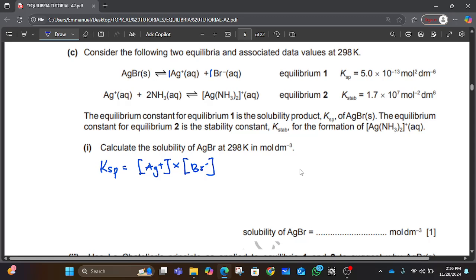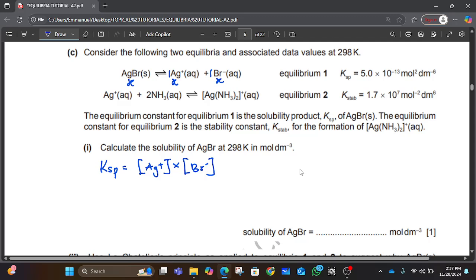Now, you know when a salt is in solution, the salt will dissociate to give you ions, and the concentration of the salt is the same as the concentration of the ions. So if the concentration of this salt is X, since the mole ratio between this and the ions is 1:1, the concentration of the ions will also be X and X.